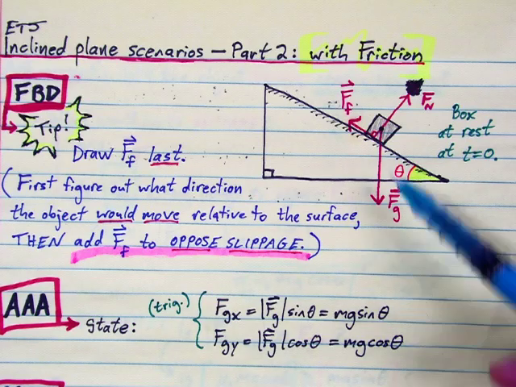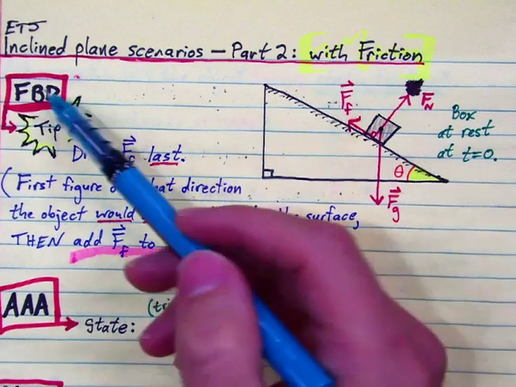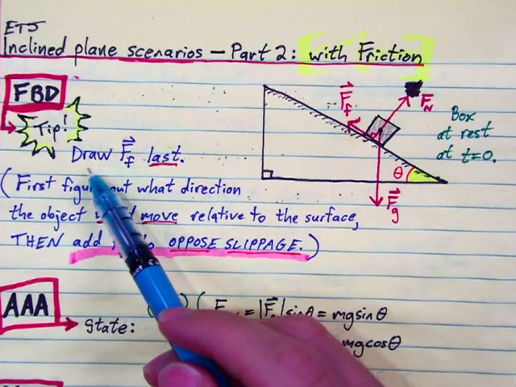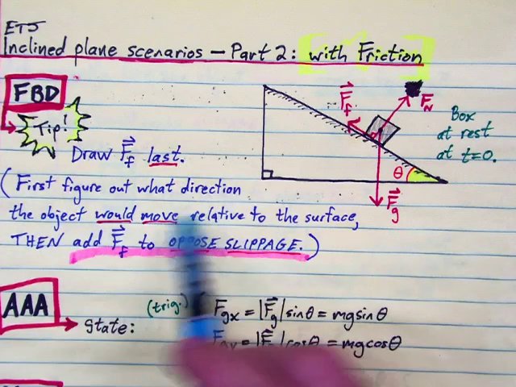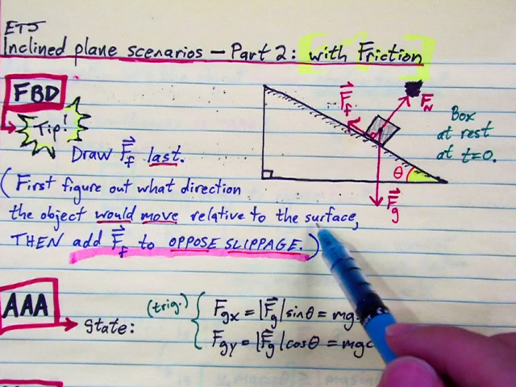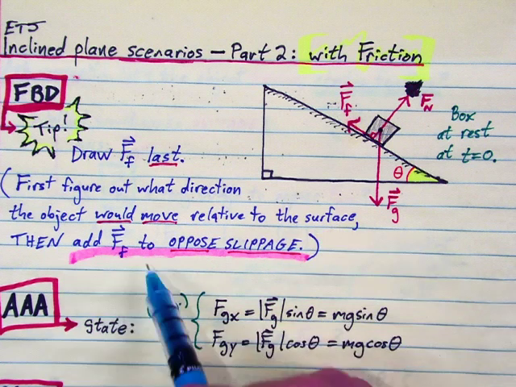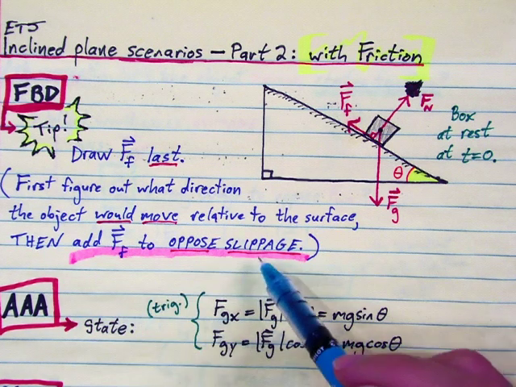If there is friction between your object and the ramp, then when drawing your FBD, I recommend saving the force of friction for last. First, figure out what direction the object would move relative to the surface, given the other forces, and then add in that force of friction to oppose the slippage.